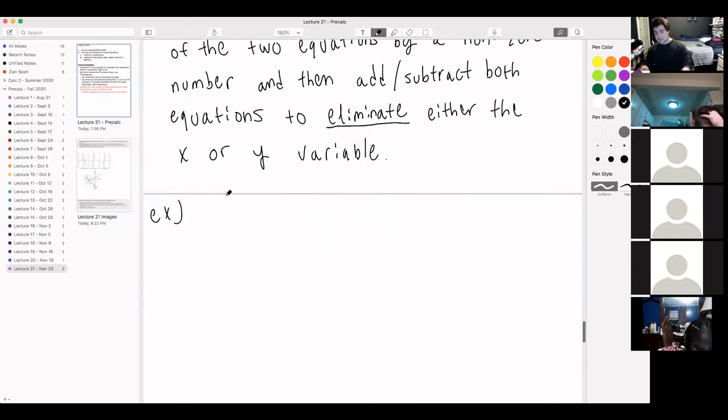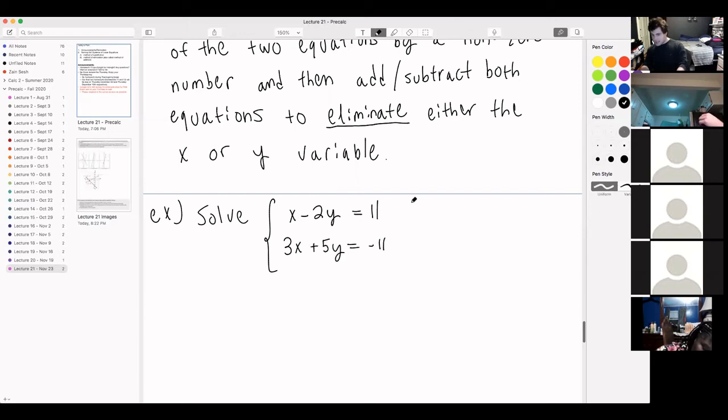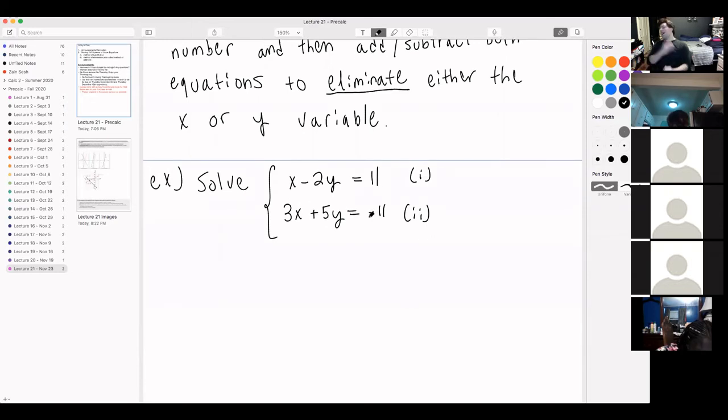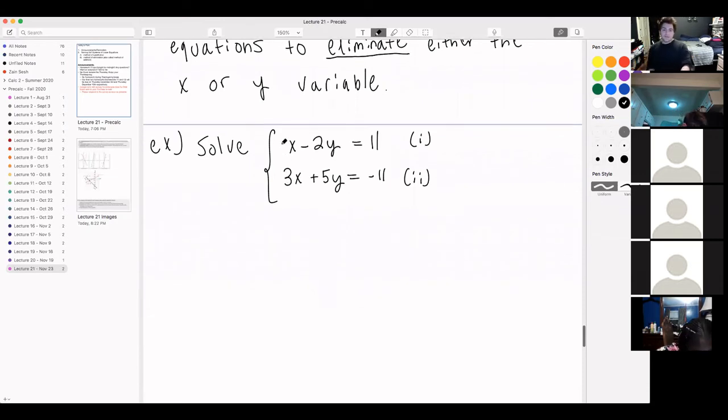So here we go. Example: solve x minus 2y equals 11, and 3x plus 5y equals minus 11. Again, I'm going to call the top one equation 1 and the bottom one equation 2. Denoting these as 1 and 2 is going to be especially useful in this method. The deal is, I want to be able to subtract these two equations from one another and get rid of one of the variables.